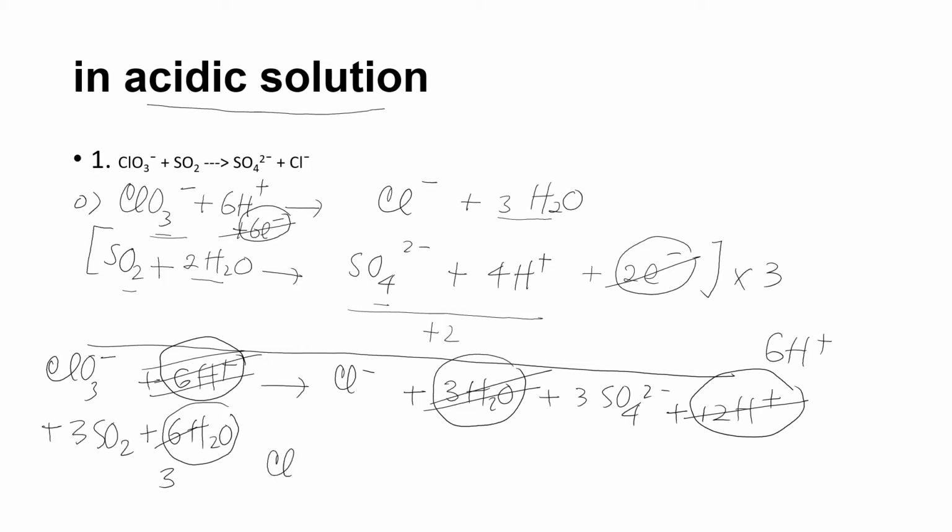So the equation is ClO3 minus plus 3SO2 plus 3H2O to be Cl minus plus 3SO4 2 minus plus 6H plus. We check once again.